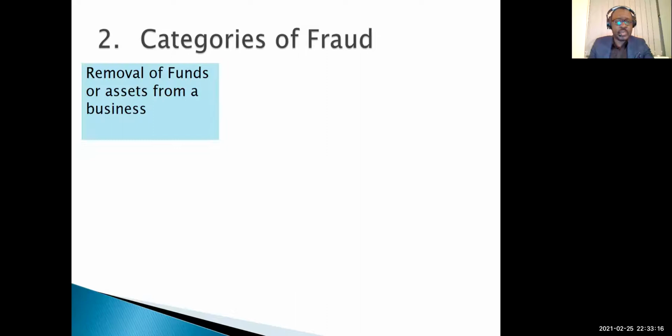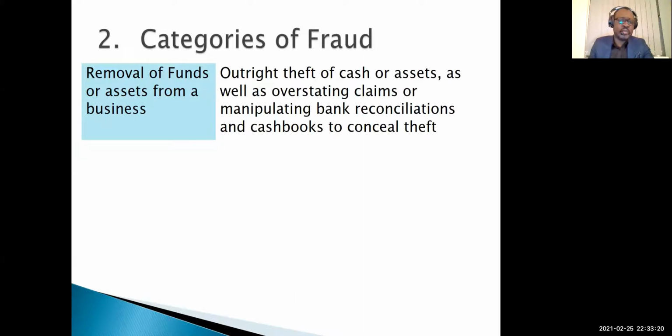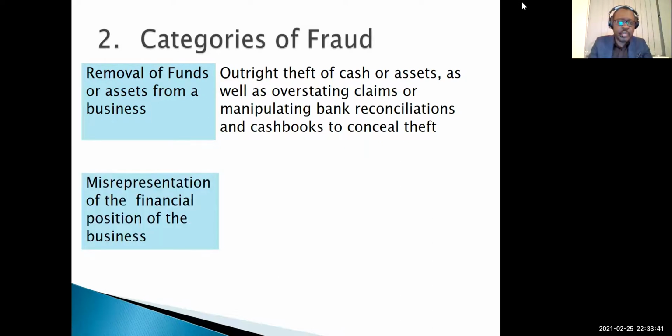There are some categories of fraud, basically two, all right? So we have the instance where we remove funds or assets from a business. So the outright theft of cash or assets, or some people take up the activity of overstating claims or manipulating bank reconciliations and cash books to conceal fraud, to conceal theft, to steal someone's resources.